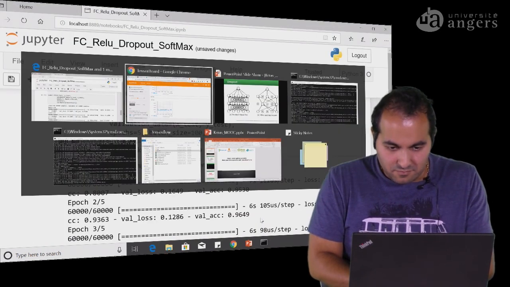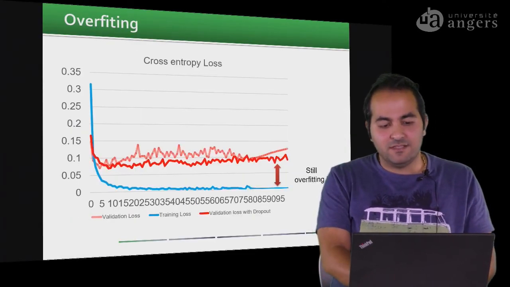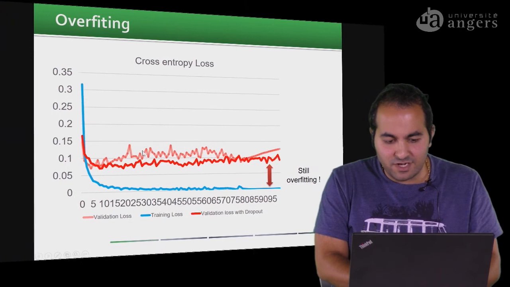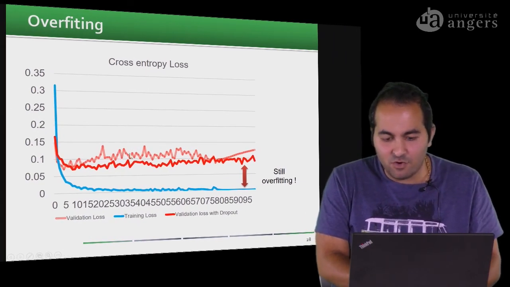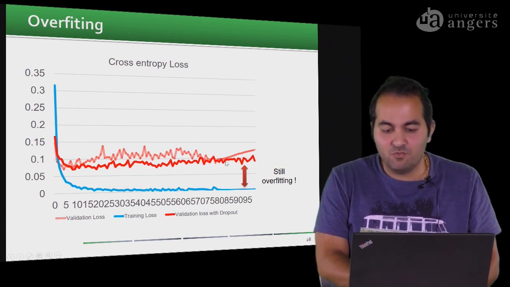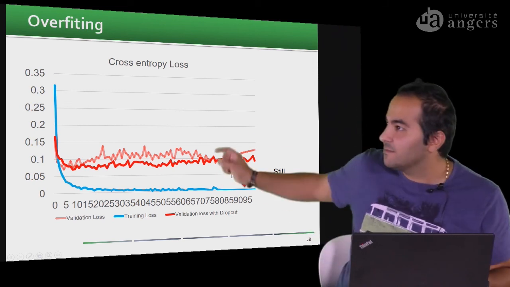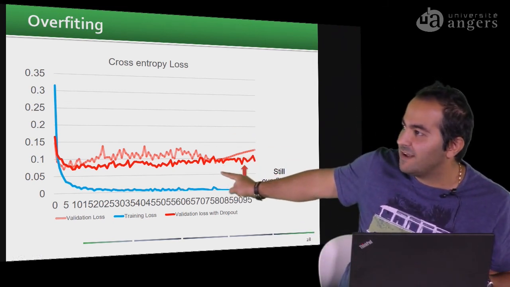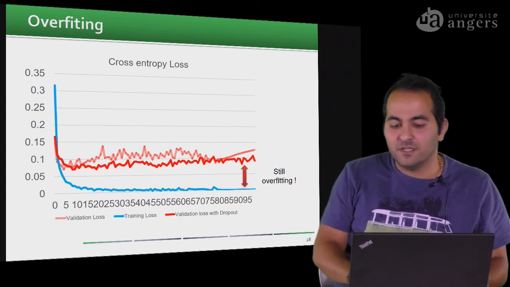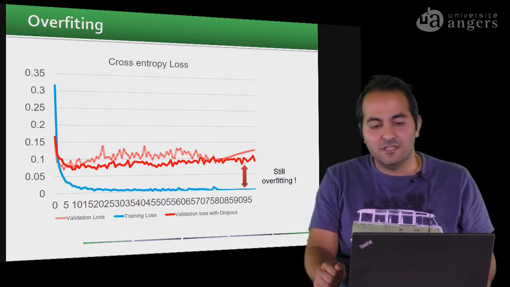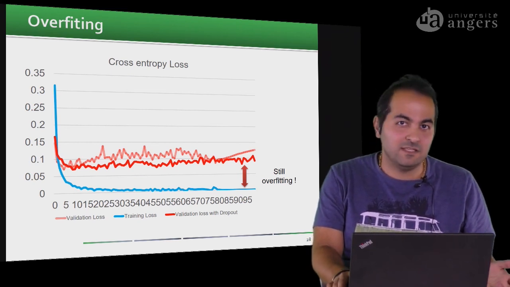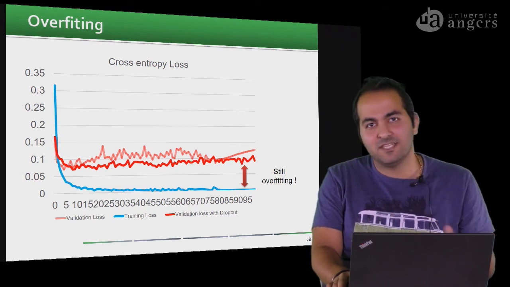If we go back to this, the transparent red is the normal model without dropout, and the red one is with dropout. So we reduced this distance between the validation loss and the training loss a little, but we still have overfitting. So what can we do to solve this problem, as we want to reduce the overfitting as much as we can?